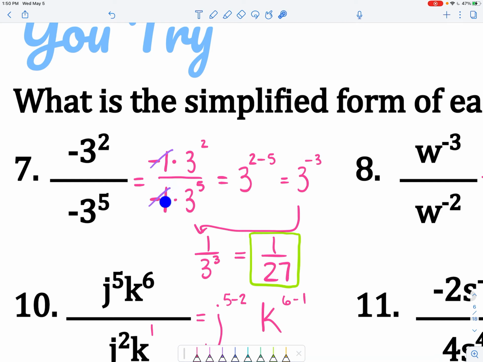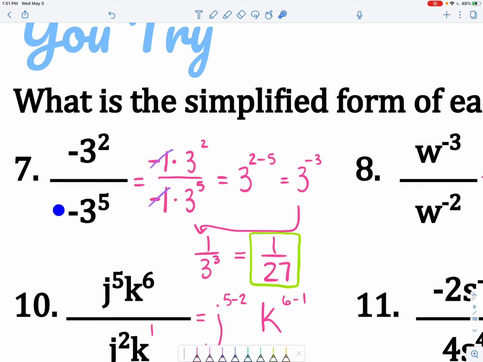We multiply and divide coefficients just the same as we always have. So -1 over -1, they're going to cancel out. When I divide it, I get a positive, and I don't have to write a +1 in front of my power. A +1 coefficient's always understood to be there. So really what you're doing here is a +3. That's really your base here to the power 2 minus 5, which gives me -3. I can then move that to its reciprocal location and simplify.